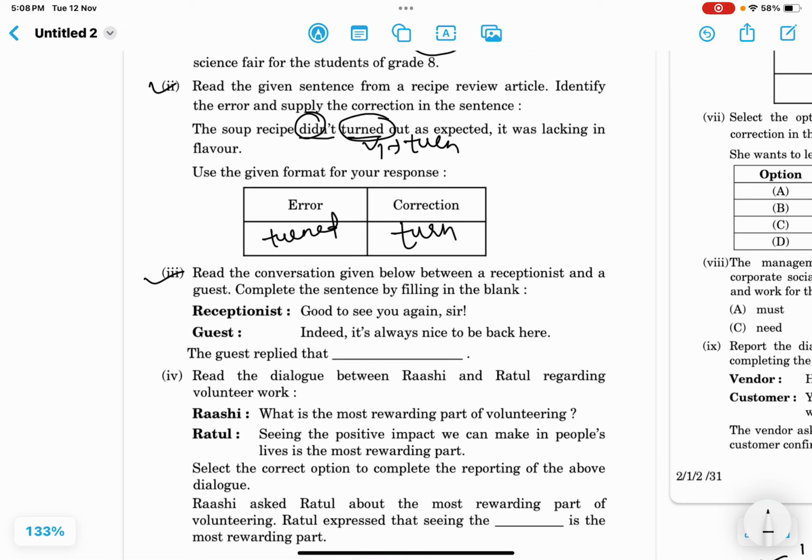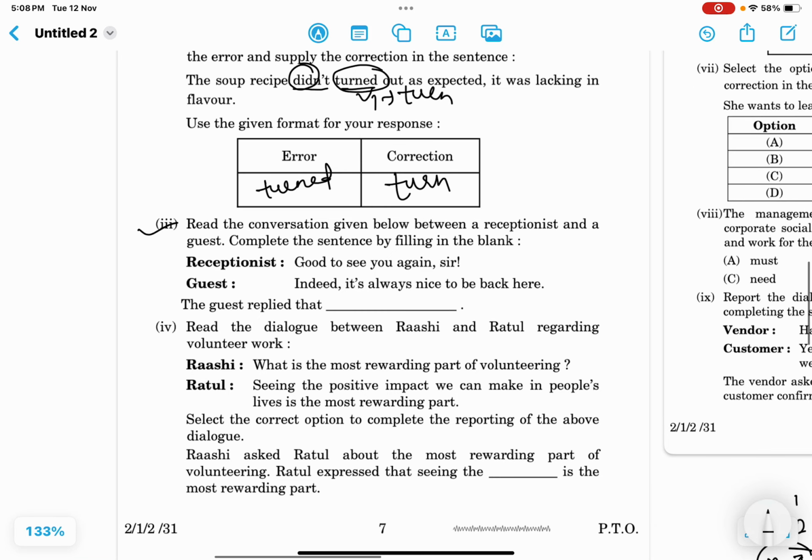a conversation between a receptionist and a guest is given. You are to change it into reported speech. This question is of reported speech. Receptionist: good to see you again, sir. The guest replied that, okay, guest: indeed, it's always nice to be back here. That means we are to change this portion, the guest's reply.